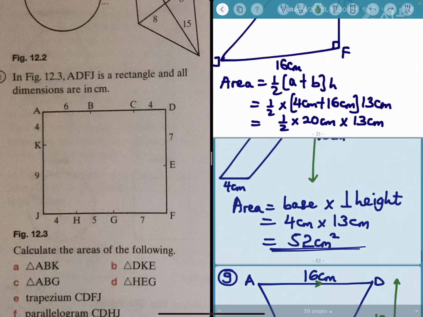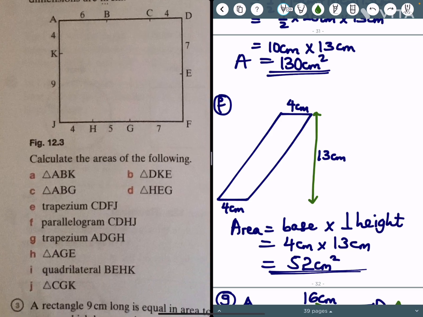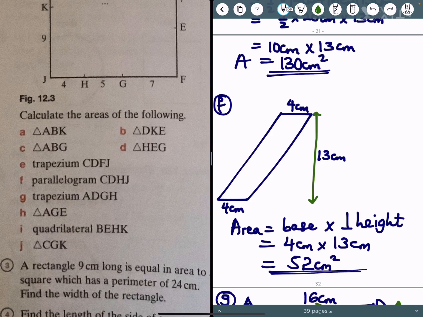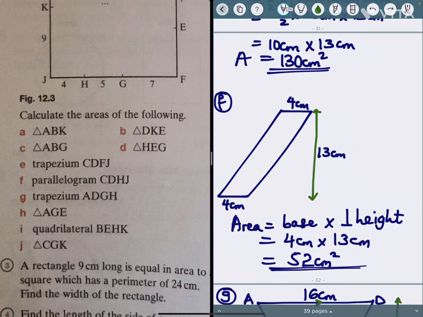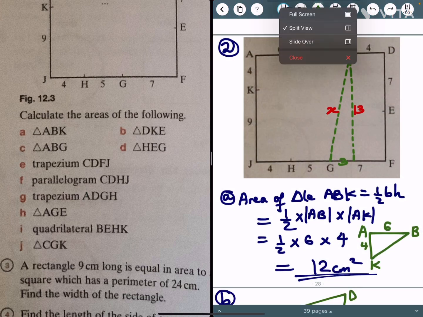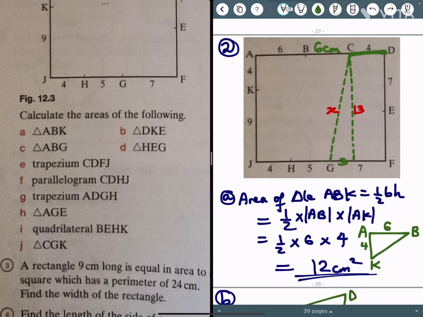So that's that. Let's go to question F. In question F, we have to find the area of the parallelogram CDHJ. First of all, let's mark CDHJ. Take note, CD. Let me use a different color. CD, H, HJ.